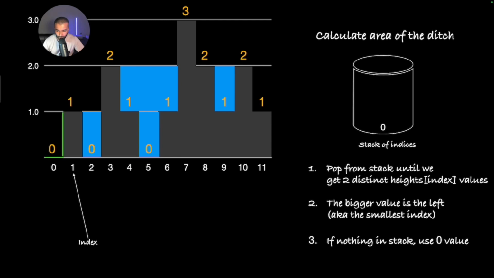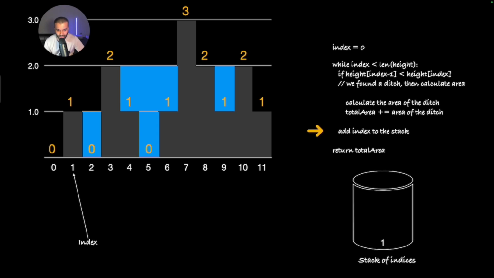But you have to remember these 3 principles that I've listed to the right over here. So the idea here is you're going to pop from this stack until you get 2 distinct values. The lowest value is going to be the floor, and the bigger value is the left side of the ditch. And you need the left side of the ditch to calculate the total area. And here, for this particular example, we have 0. So we're adding 0 to the total area.